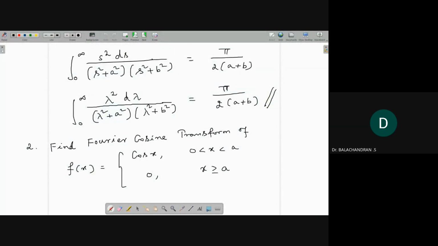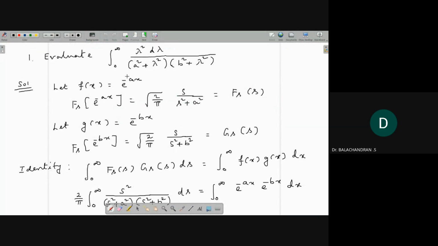Okay. So this is the problem. Evaluate the integral from 0 to infinity of lambda square d lambda by (a square plus lambda square) into (b square plus lambda square).